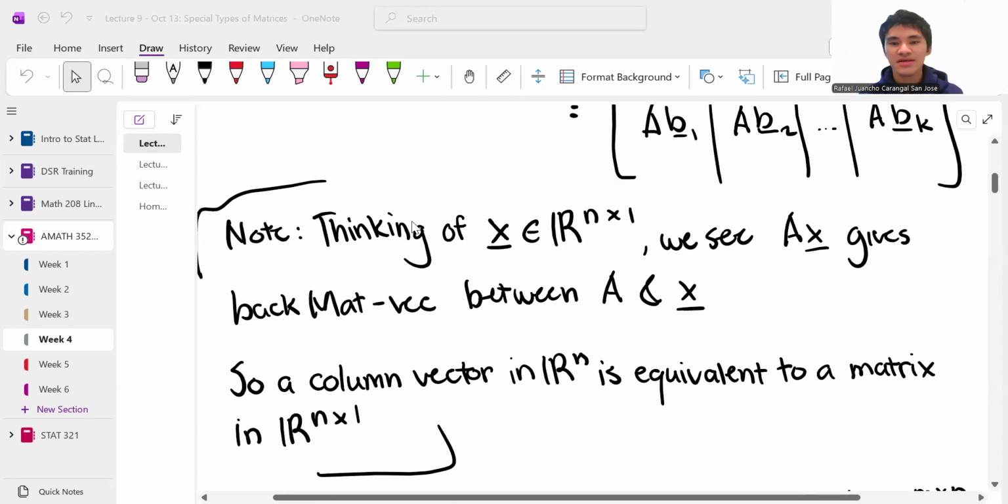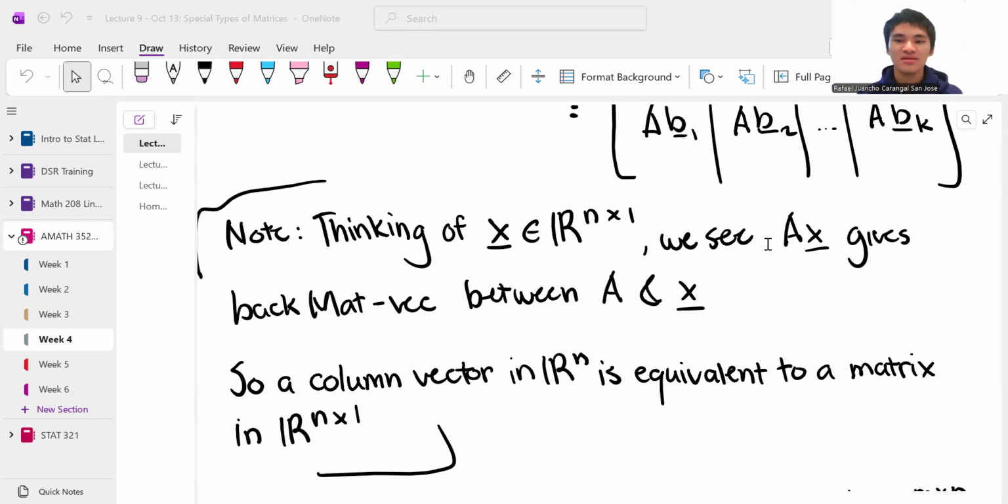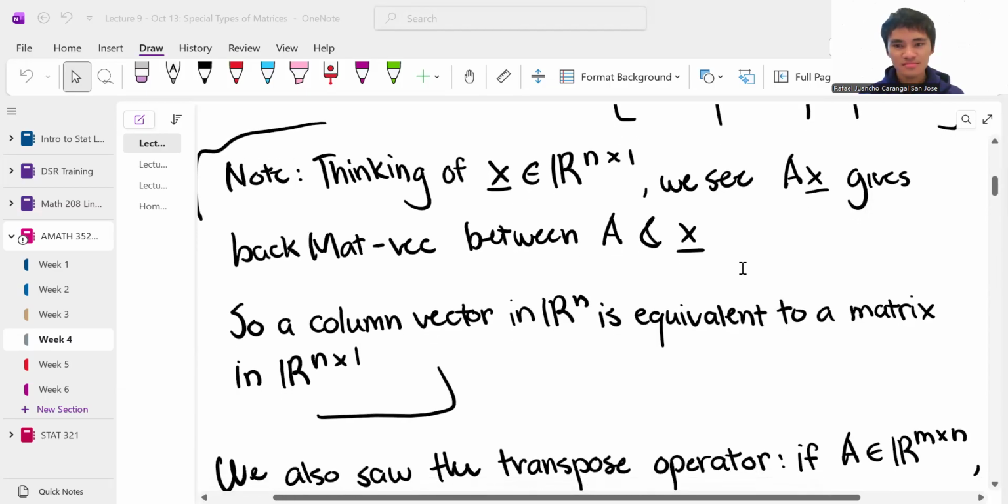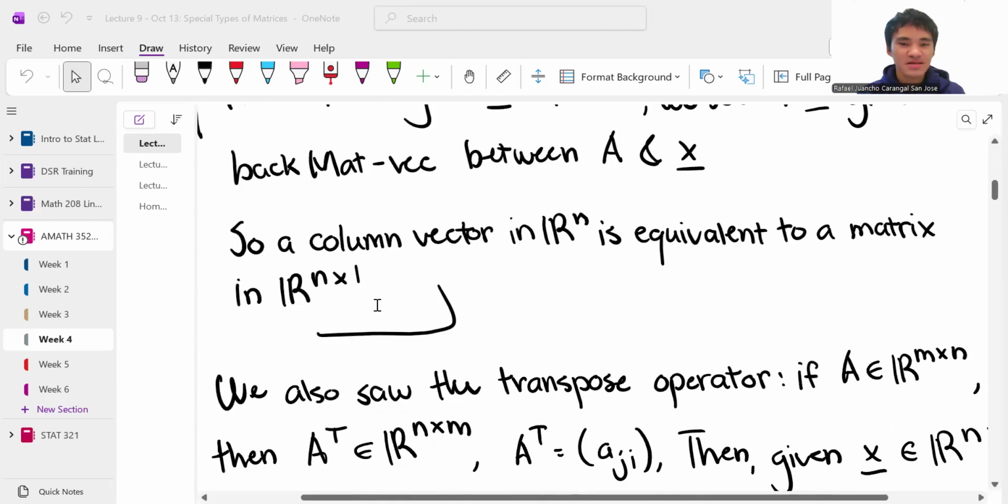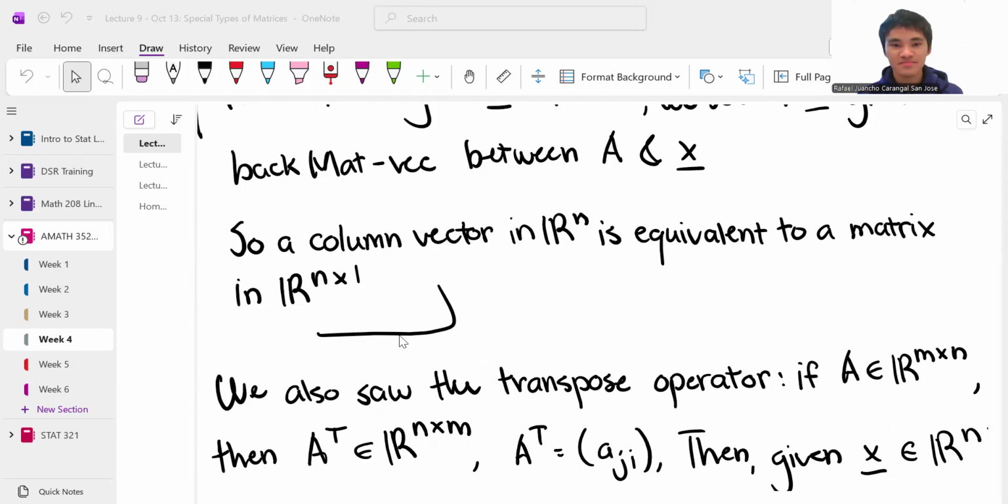So now we note that thinking of X as Rn, we see that this matrix vector product is between A and X, right? But it actually gives just a vector. So a column vector in Rn is equivalent to a matrix in R n by 1.